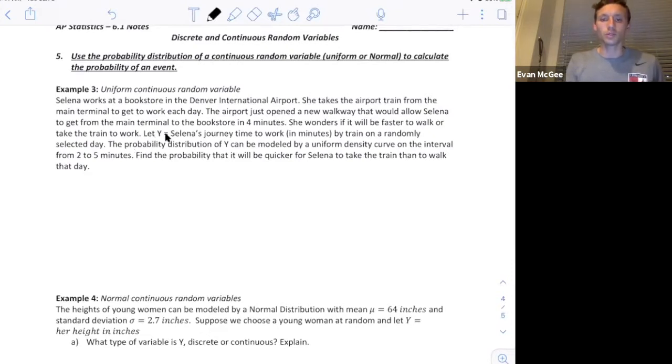Let y equal Selena's journey time to work in minutes by train on a randomly selected day. So that's the random variable that they've defined. Y is going to represent her travel time on a randomly selected day. The probability distribution of y can be modeled by a uniform density curve on the interval from 2 to 5 minutes. Find the probability that it will be quicker for Selena to take the train than to walk that day. So first, let's draw a density curve to represent this. And if I haven't said this yet, continuous random variables are represented by density curves.